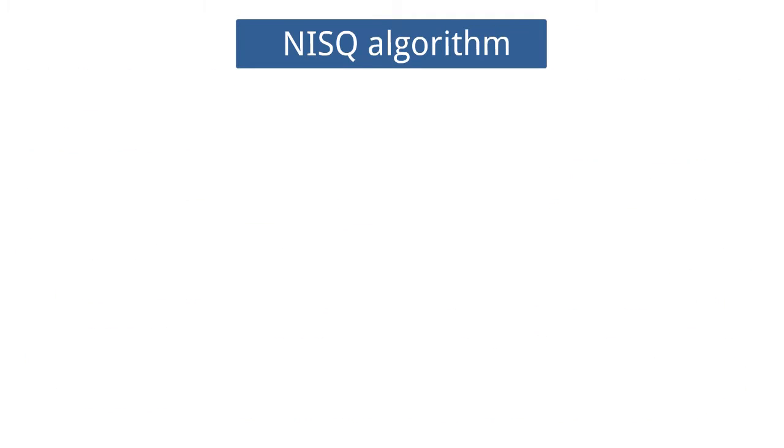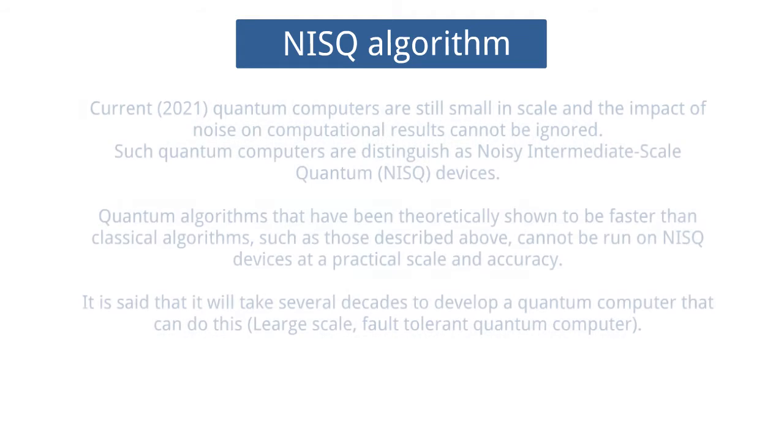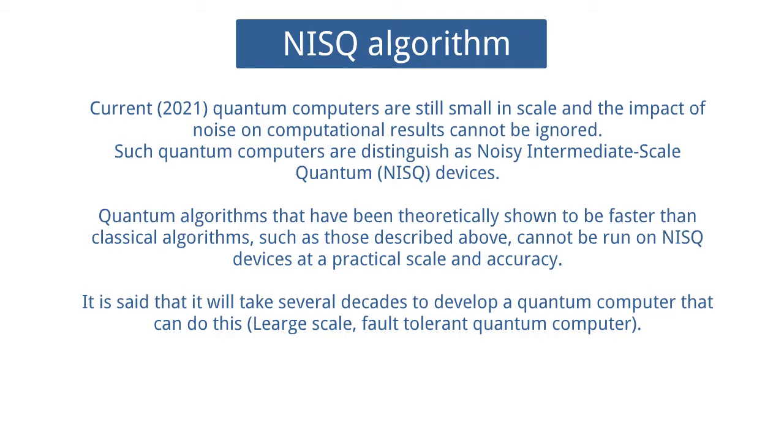NISQ algorithm, which stands for Noisy Intermediate Scale Quantum algorithm. Currently, in 2021, quantum computers are still small in scale and the impact of noise on computational results cannot be ignored. Such quantum computers are distinguished as Noisy Intermediate Scale Quantum, NISQ, devices. Quantum algorithms that have been theoretically shown to be faster than classical algorithms, such as those described above, cannot be run on NISQ devices at a practical scale and accuracy.